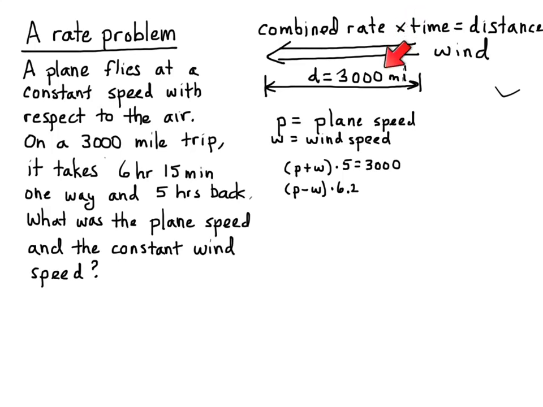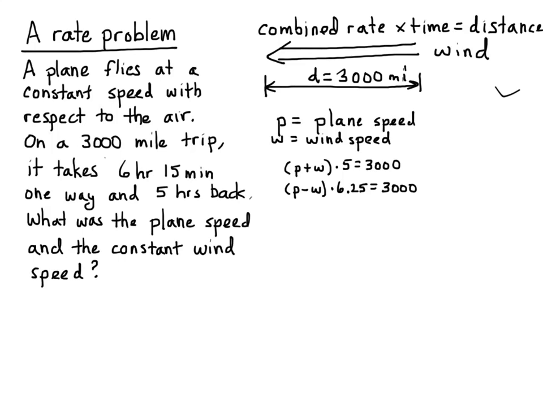Okay, so I'll make my definitions. P is my plane speed, W is my wind speed. So if I add the two together, that's my combined rate, and that's the faster rate, right? So it's going to take the shorter amount of time. P plus W times 5 equals 3,000. And then when I set up the other equation, I get P minus W times 6.25 equals 3,000.